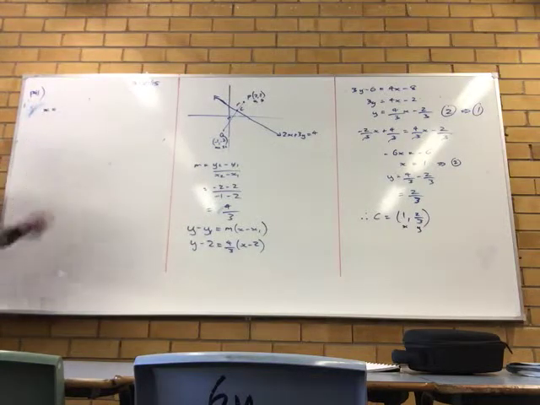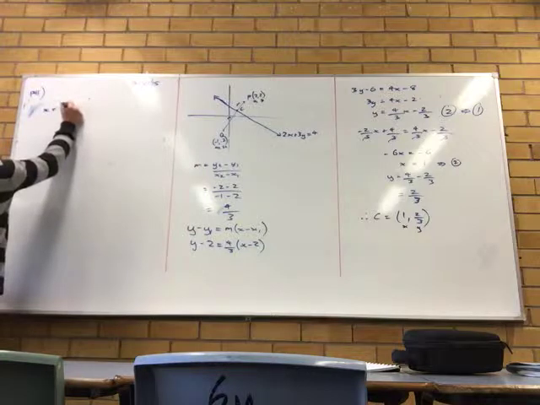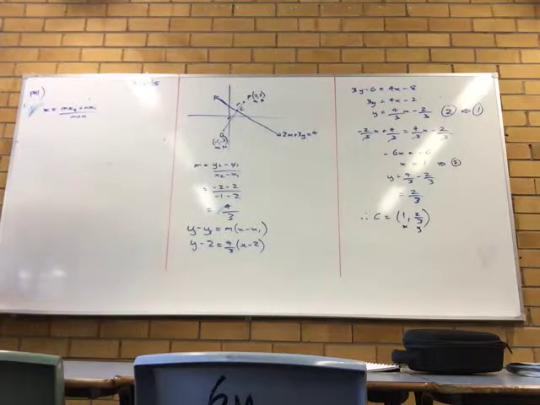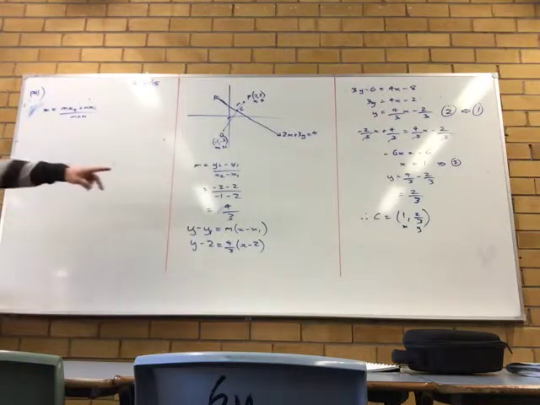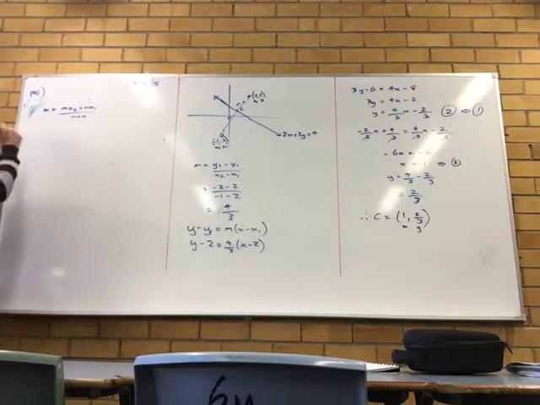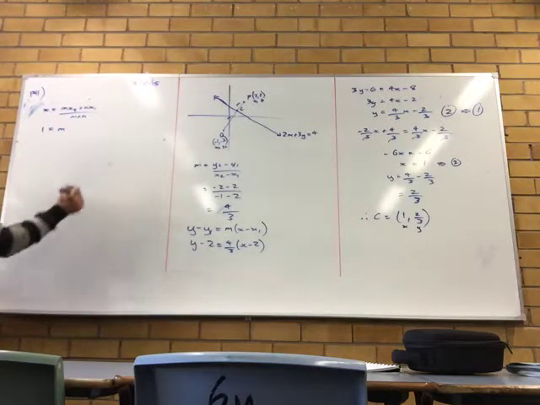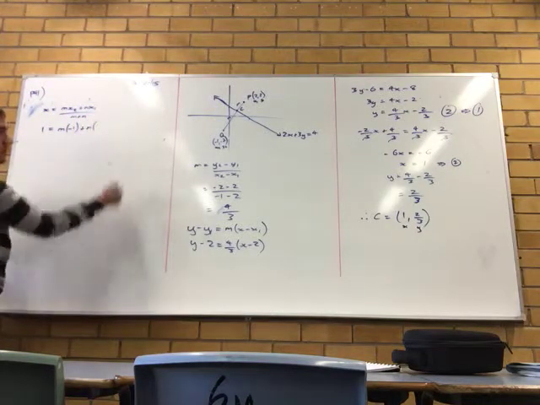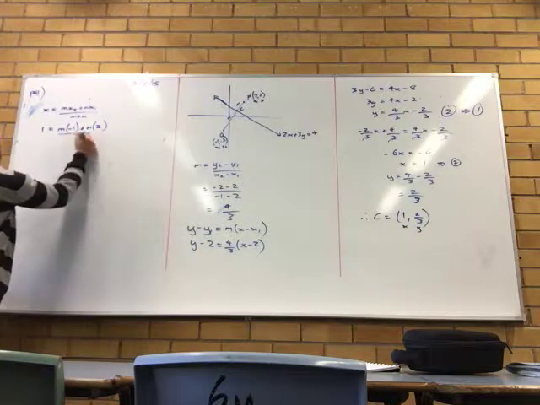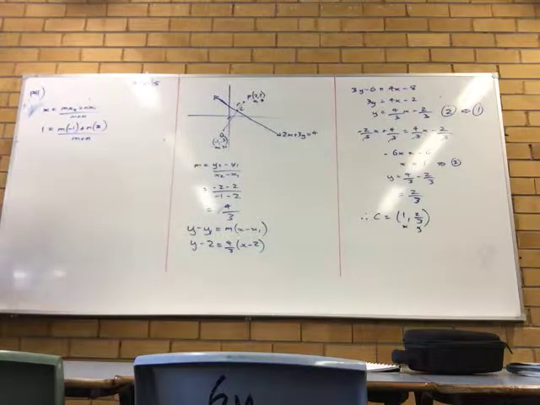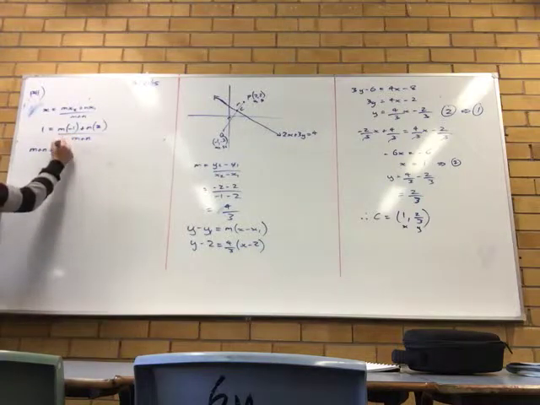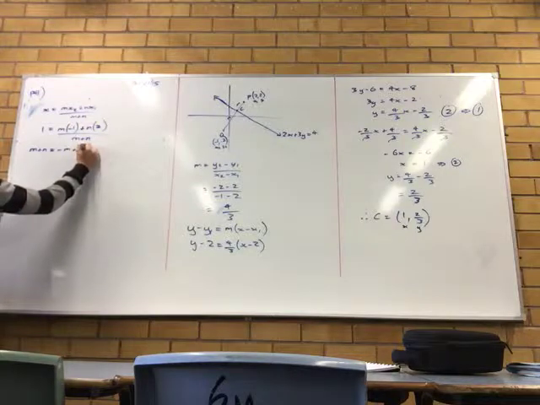Right, so start with x. Well, we can use either really. Actually, we will need two because we've got two different variables we need to work on. So x is m x2 plus n x1 over m plus n. So 1 is going to be m times negative 1, that's why the brackets are there, plus n lots of x1, which is 2, over m plus n. So m plus n is going to equal negative m plus 2n.